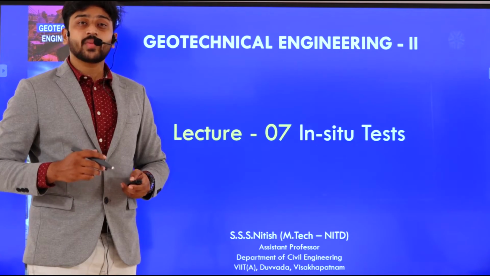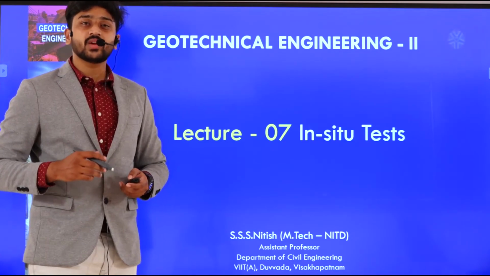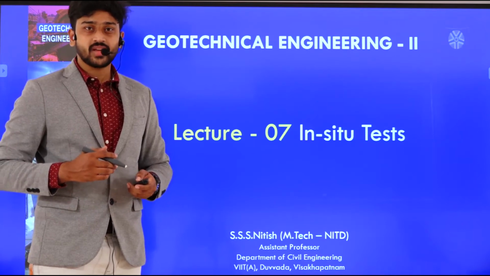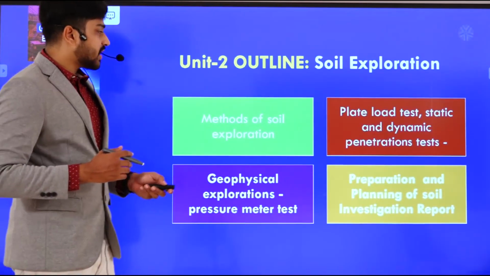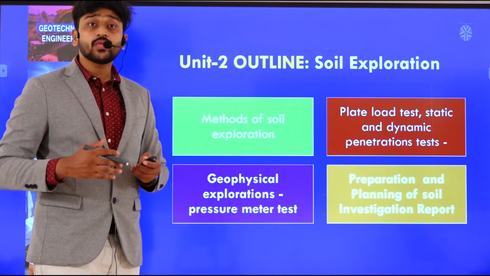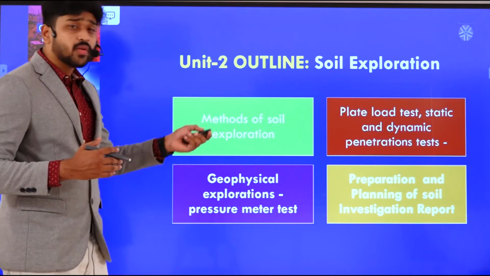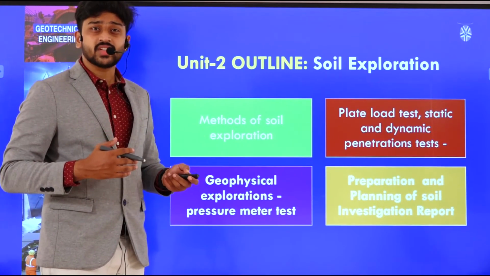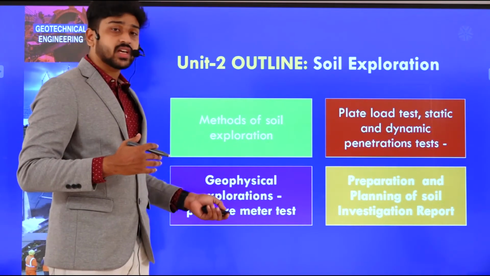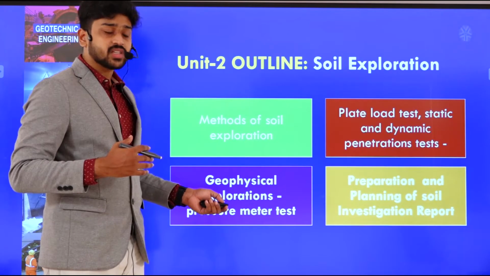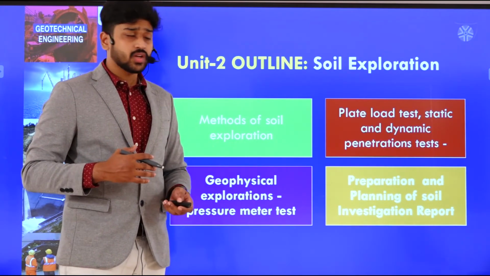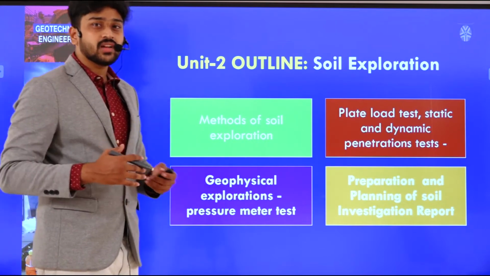So in this module number 2 and lecture number 7, we will try to discuss some other in situ tests that are there in soil investigation. Coming to the course outline, we have discussed earlier what the different methods of exploration are and what we mean by exploration, and some of the methods of soil investigation. Finally we are left with the geophysical exploration, and then the preparation and planning of a soil investigation report. We will try to understand more in detail in these lectures.